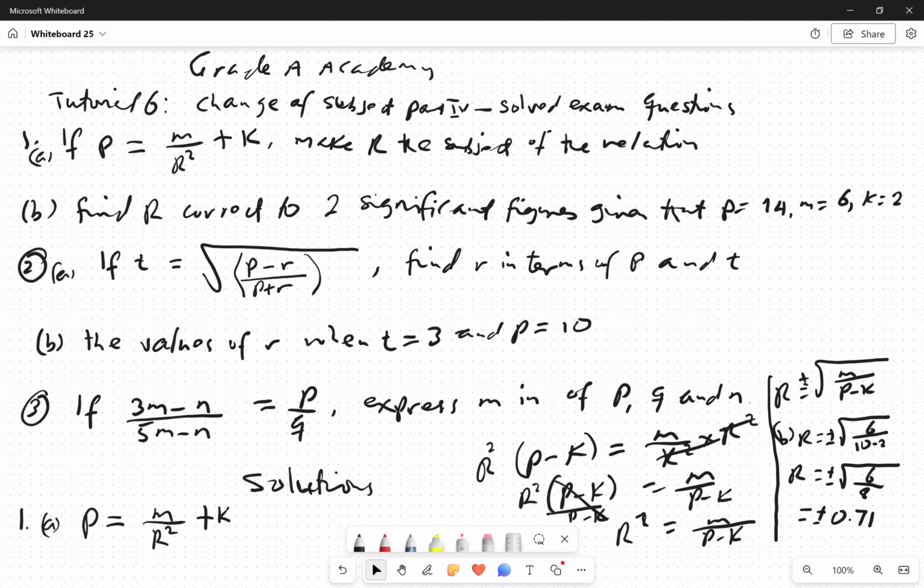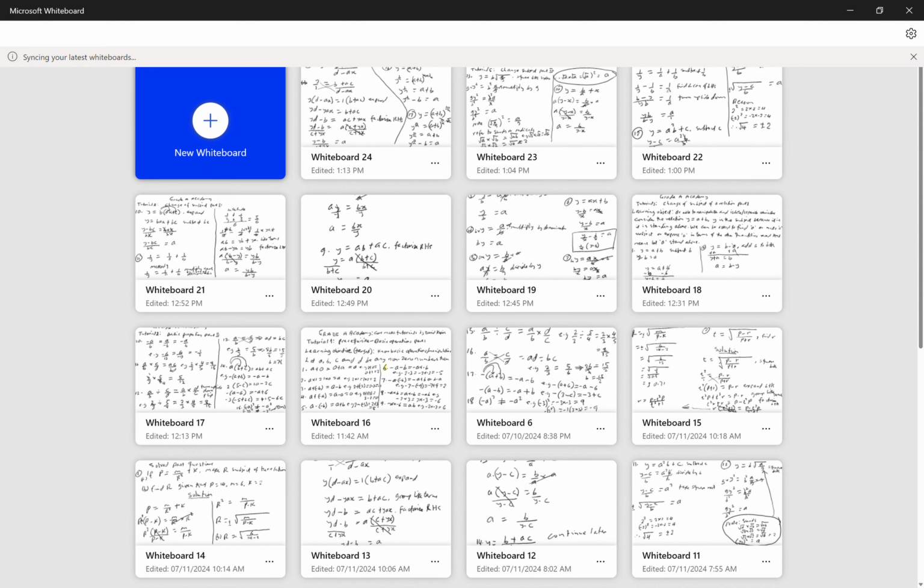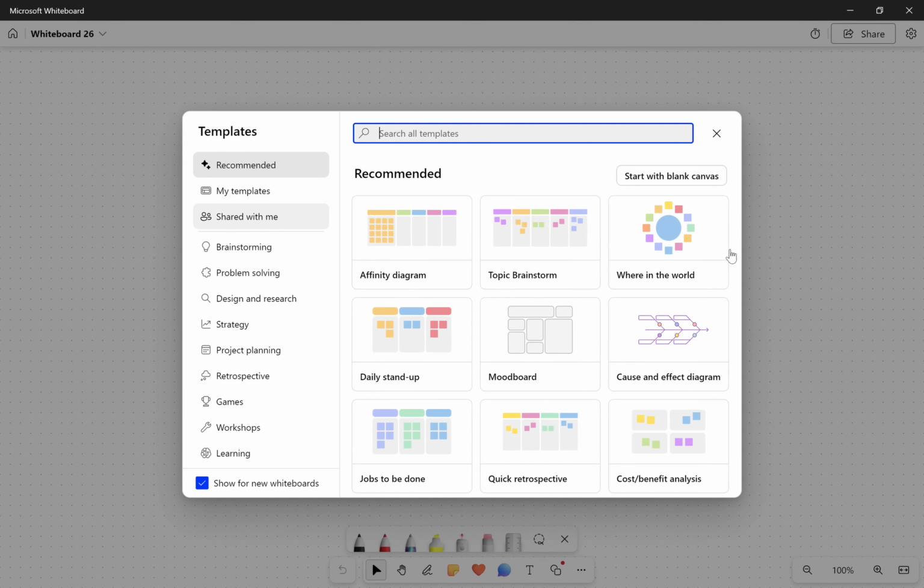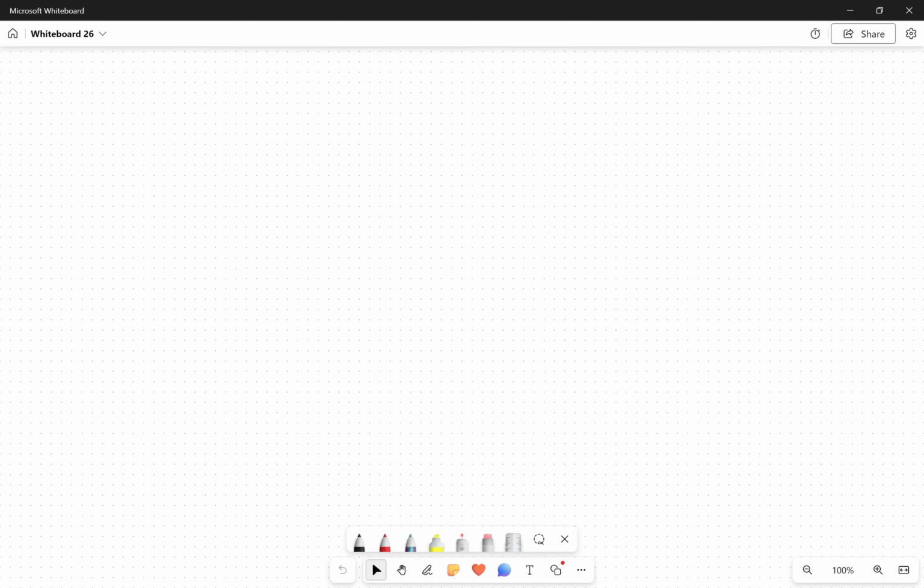Easy to do, right? Yes, as long as you know the concepts, no problem can defeat you. Let's try the next one, and maybe the rest you can try on your own. So the next one is number 2. We are given in the A part that t is equal to the big square root covering p minus r over p plus r. Well, since it's in the square root sign, we square both sides.